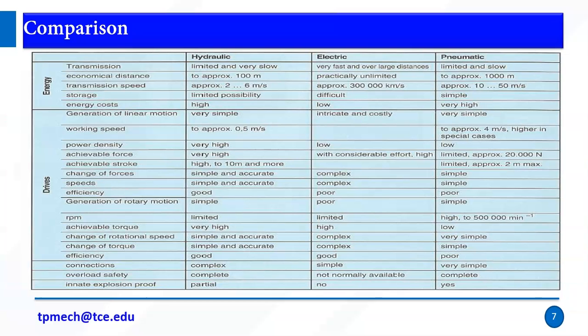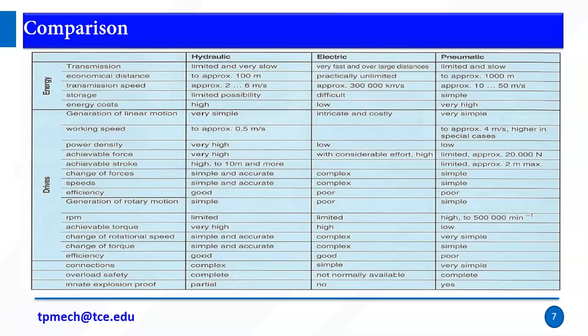Again, we are going to compare three things in terms of energy as well as drivers: hydraulic, electric and pneumatic. In terms of transmission, hydraulic is limited and very slow, but electric is very fast over large distances. That's because for electricity we use wires to transfer the electrical energy, but for hydraulics and pneumatics we need a pipe. So in terms of transmission electrical is better, pneumatic is very limited and slow, and hydraulic is even slower compared to pneumatic.